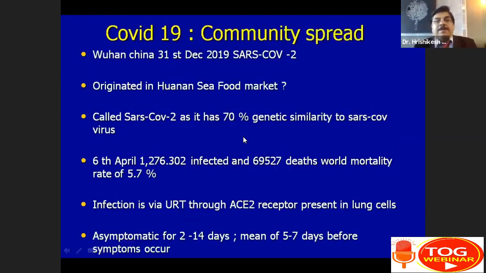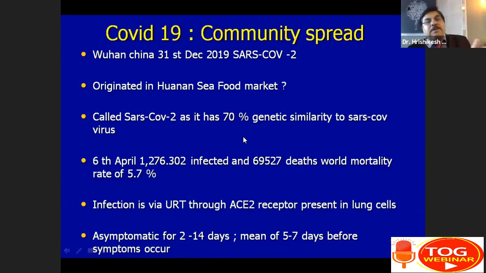If you look at its spread, it started in Wuhan in China, and it was officially registered by WHO on the 31st of December. It probably originated in the Wuhan seafood market. We are not sure about that. And it was called SARS-CoV-2. SARS virus was called SARS-CoV because this was similar to it. And it has got 70% genetic similarity to the original SARS-CoV.